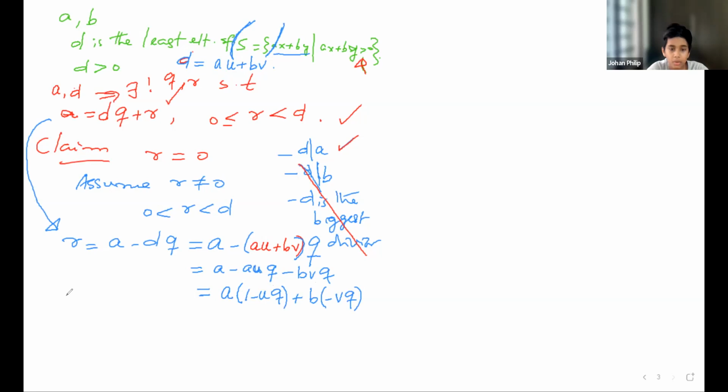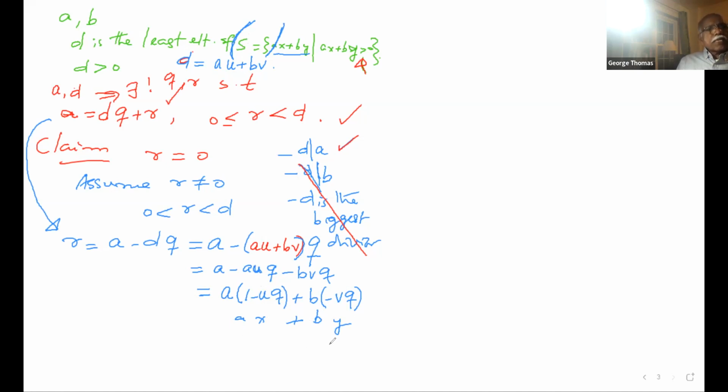This looks like AX plus BY. Right, this looks like AX. This looks like AX plus BY. Wait a minute. This will be in S if this is bigger than 0. Are you with me? Yes, sir. But if we assume R is not 0, then R is here. That means R is bigger than 0. That means this is in S. Get it?